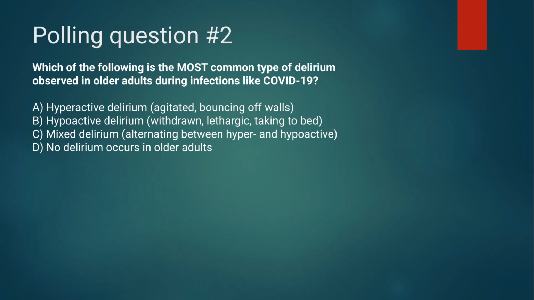For the second polling question, which of the following is the most common type of delirium observed in older adults during infections like COVID-19? A. Hyperactive delirium, agitated, bouncing off walls. B. Hypoactive delirium, withdrawn, lethargic, taking to bed. C. Mixed delirium, alternating between hyper and hypoactive. D. No delirium occurs in older adults. The correct answer is B. Hypoactive delirium, withdrawn, lethargic, taking to bed.